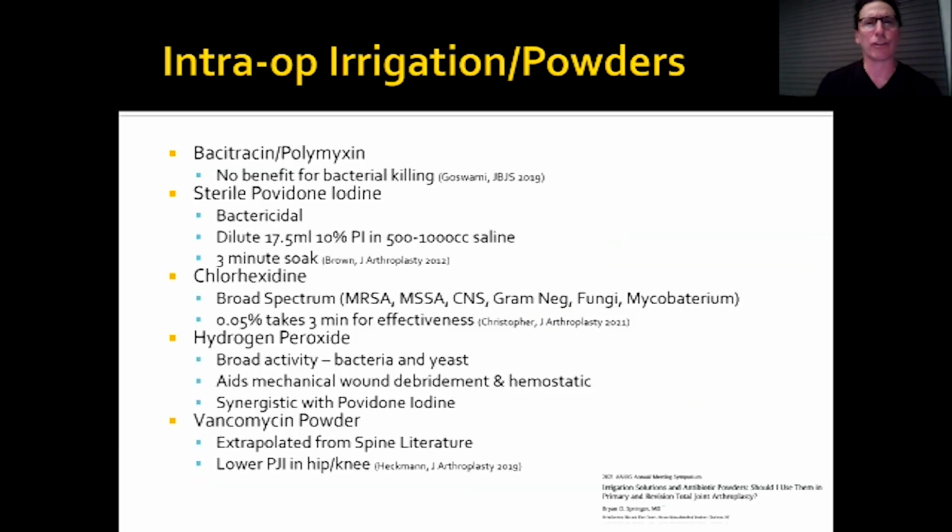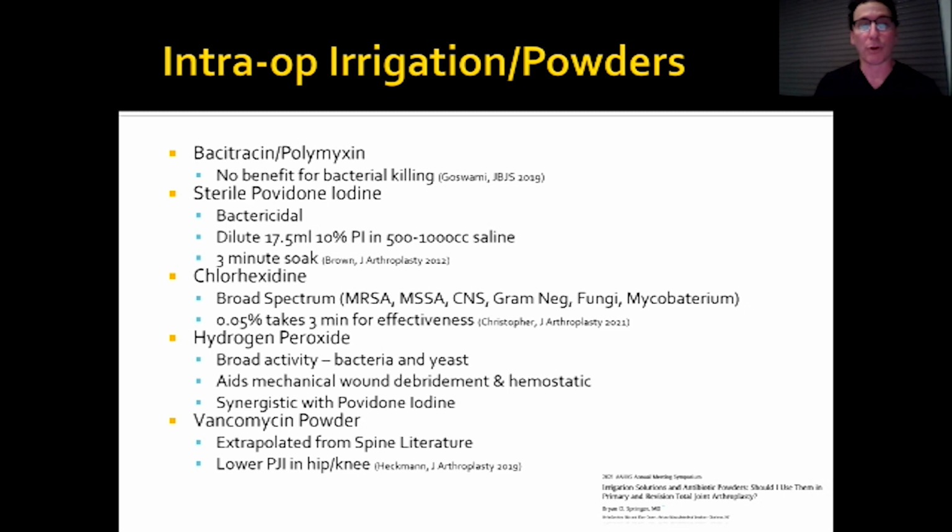There are a variety of different irrigation and powders that people use. Bacitracin-polymyxin is the classic, although it's never been shown to benefit. Sterile povidone-iodine as a dilute betadine wash in a soak is really popular in the hip and knee literature. Chlorhexidine is gaining more popularity.